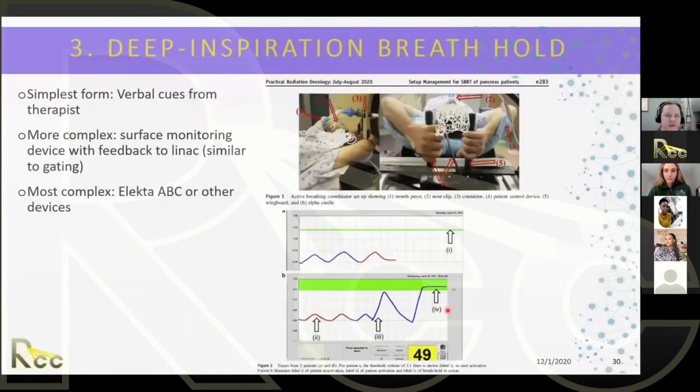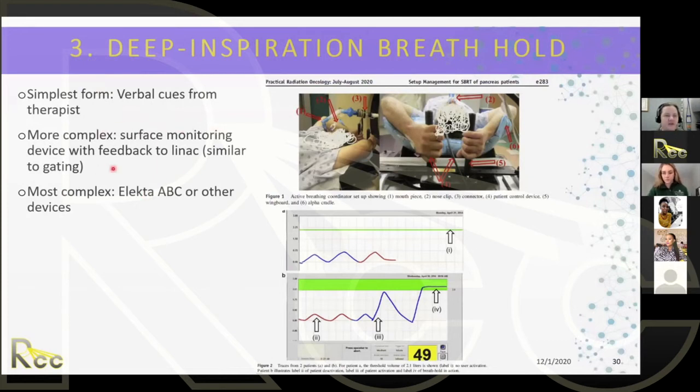And so deep inspiration breath hold has been developed to take care of that because it's a bit faster than gating. In its simplest form, which basically everybody can implement, you can give the patient verbal cues as a therapist: breathe in, breathe out, breathe in, hold your breath. And then you let the patient hold their breath, typically for 10 to 20 seconds, depending on the patient. And during that time, you treat, you beam on. And then when the patient needs to breathe again, you switch the beam off. It can be a very, very low-tech implementation, actually, if you closely watch the patient.